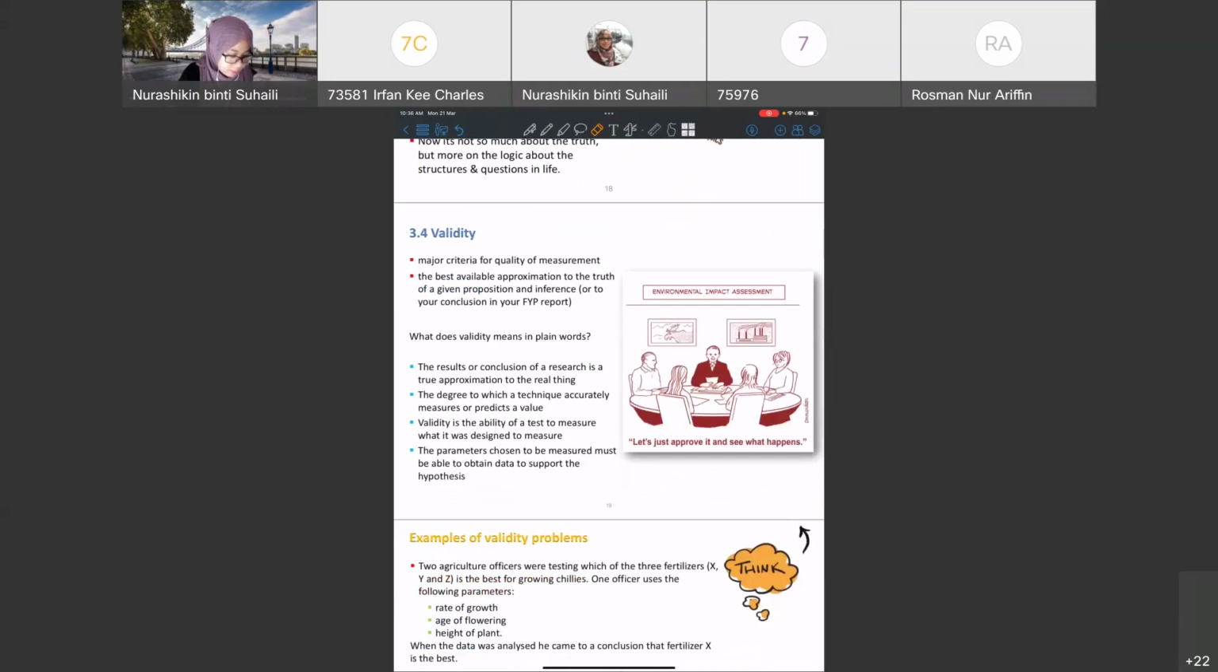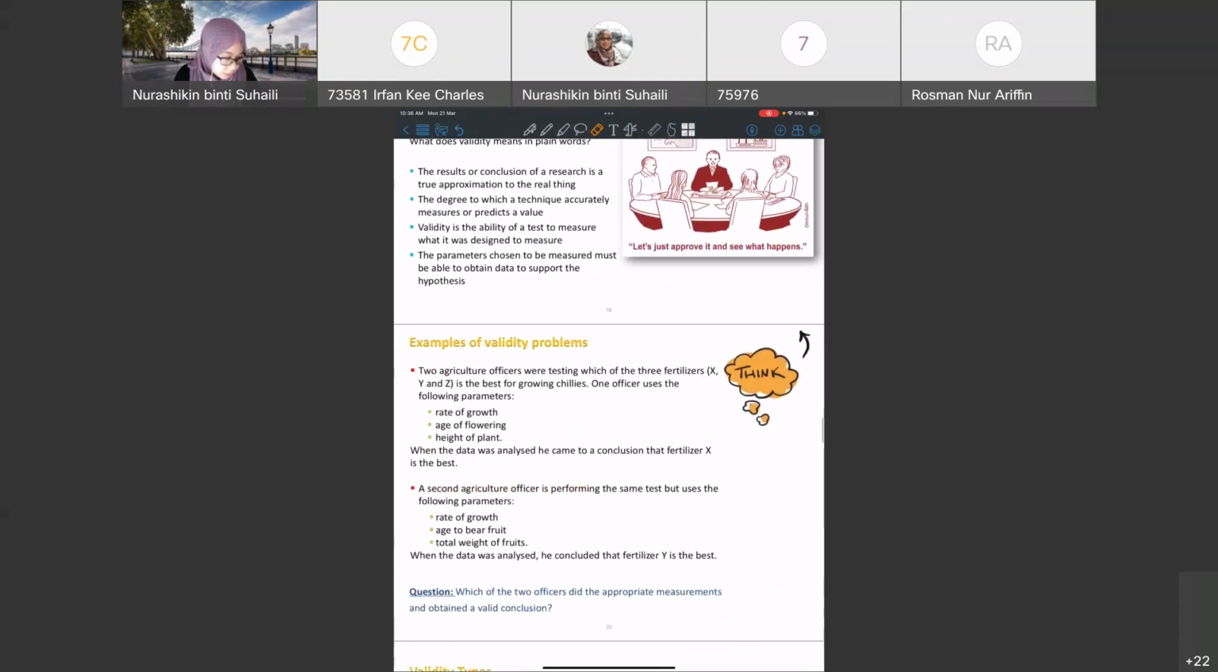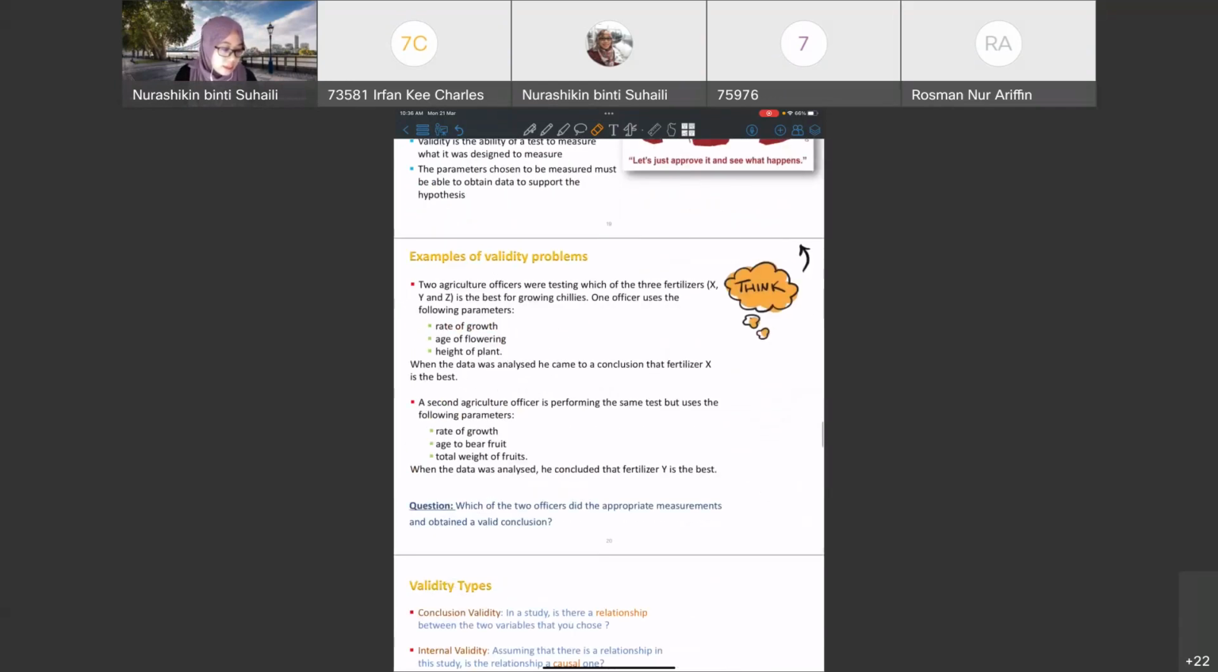Okay, validity. In doing research, we have to know what kind of validity that we are testing. Okay, contohnya... macam mana ya? Okay, I give you: it is a major criteria for quality of measurement, the best available approximation to the truth. Okay, validity maknanya kita nak tengok sama ada what we are measuring is really true or not to the real value.